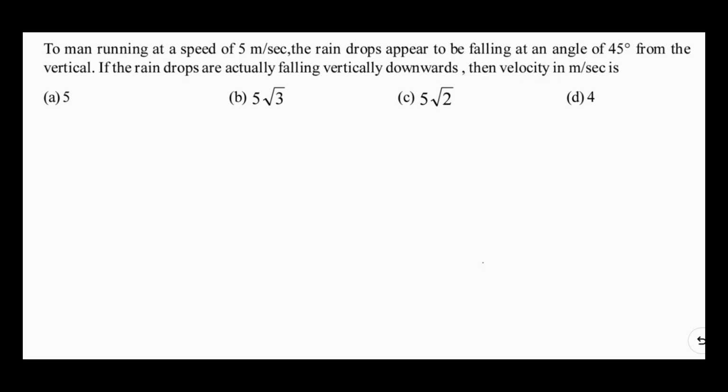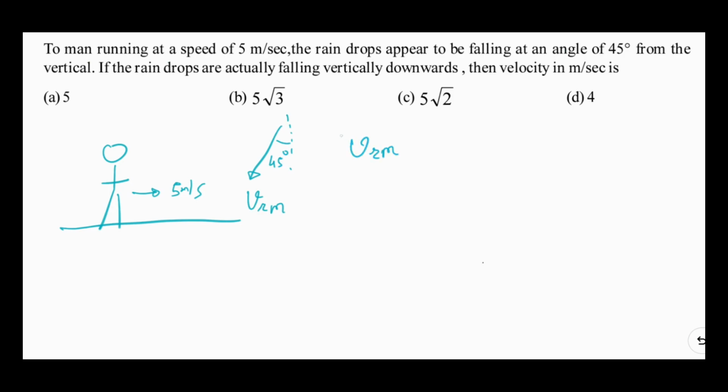So in order to solve this question, I am assuming that the man is running with a speed of 5 meter per second as given in the question, and the velocity of rain with respect to man is given in the question. It is at 45 degree angle with vertical, but velocity of rain with respect to man should be velocity of rain minus velocity of man.